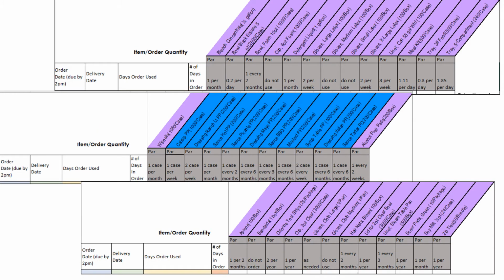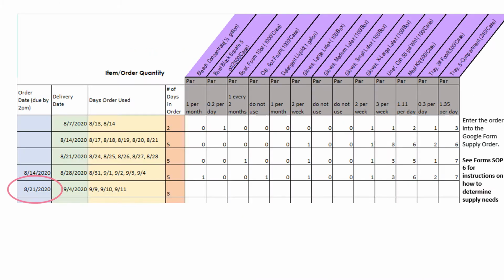There are 3 pages worth of supplies in the supply order tracker. Be sure to complete the PAR level for all of those pages. It is best to write in pencil so you can easily update the PAR level as needed. Figuring out the PAR level only needs to occur one time, not weekly. Once we have determined the PAR level, we can figure out what supplies to order.